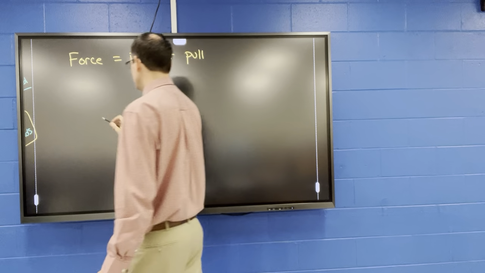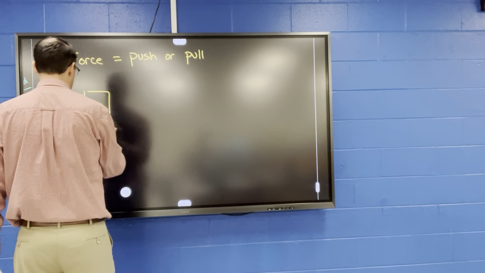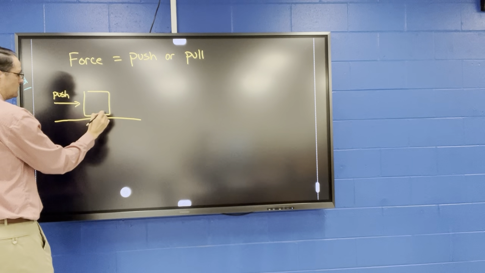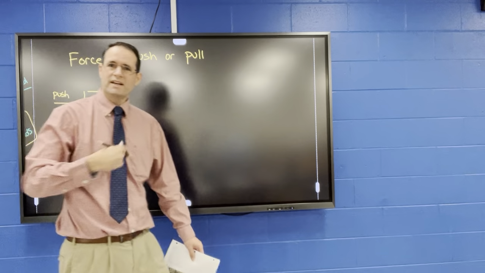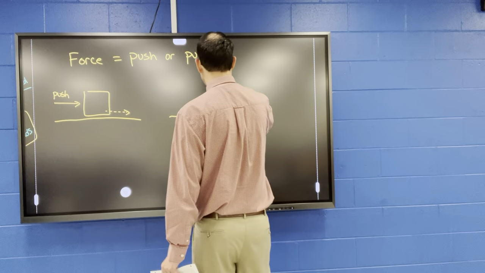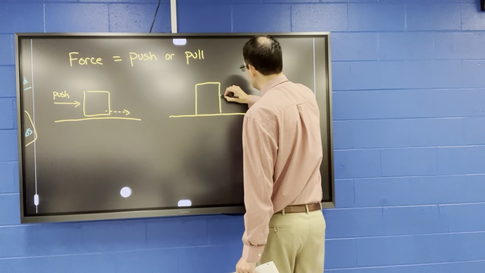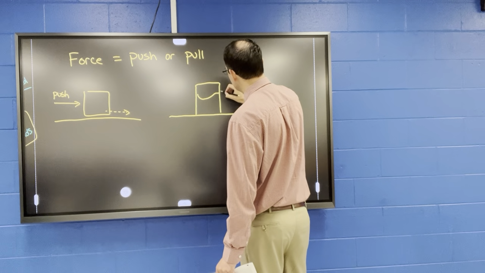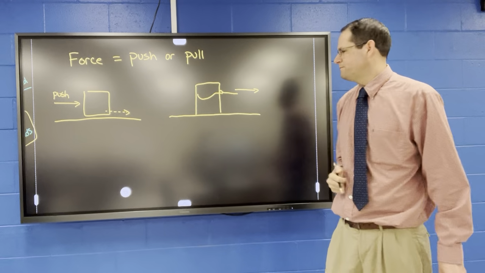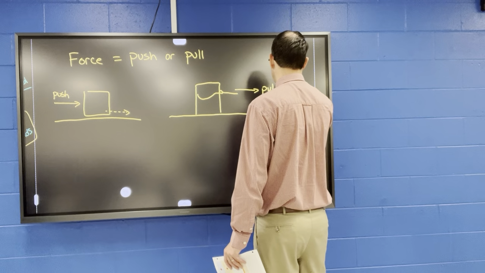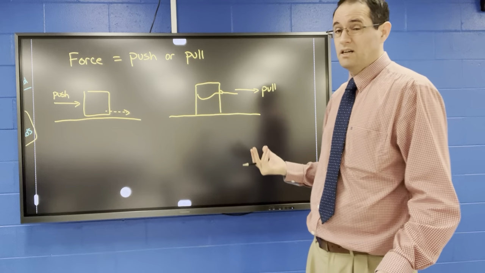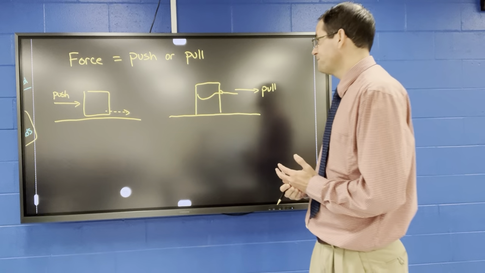So if you want to push a block across the floor, you need to push on it, so it moves from point A to point B. And another way you could move this block across the floor is to attach a rope around it and pull it towards you. So those are the two different kinds of forces that we're going to be discussing.